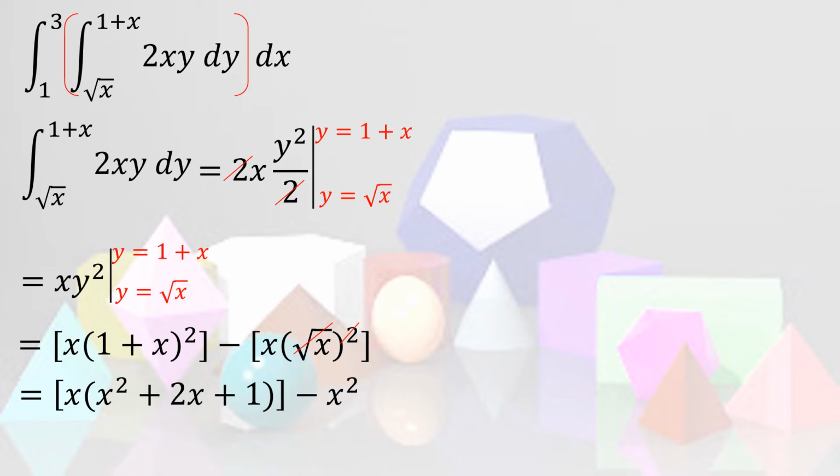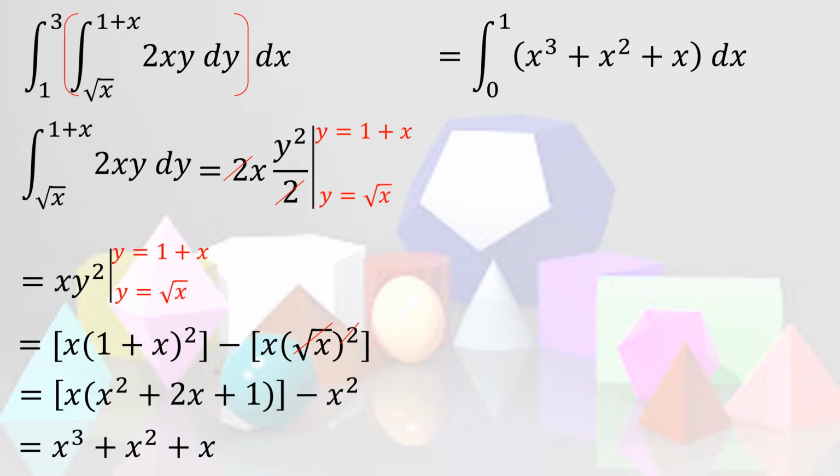And then (1 + x)(1 + x), multiplying binomials, is equal to x squared plus 2x plus 1. Then you are going to distribute inside the parenthesis. It will be equal to x to the third plus 2x squared plus x minus x. Simplifying further, 2x squared minus x squared will be equal to x squared. So we shall have x to the third plus x squared plus x.